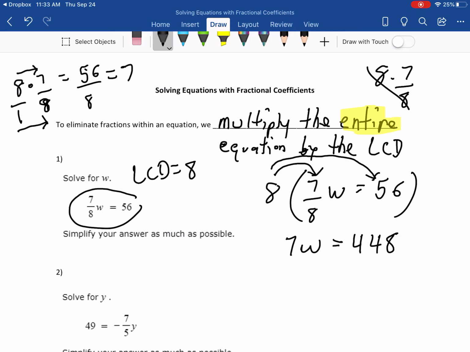Okay. And of course, we're going to finish by dividing each side by 7. 448 divided by 7 is 64. Okay.